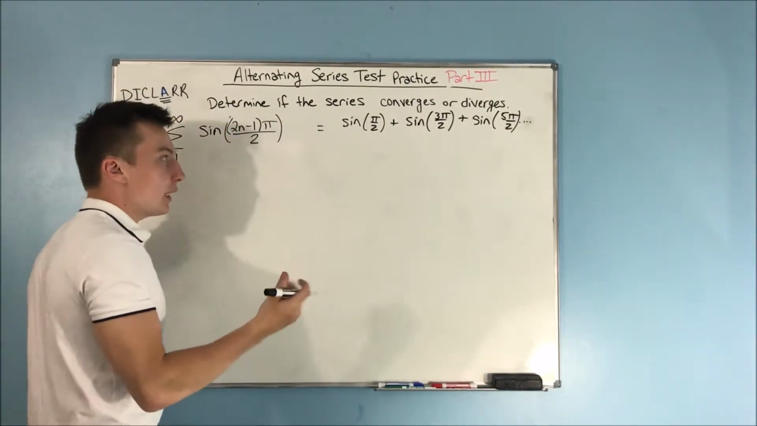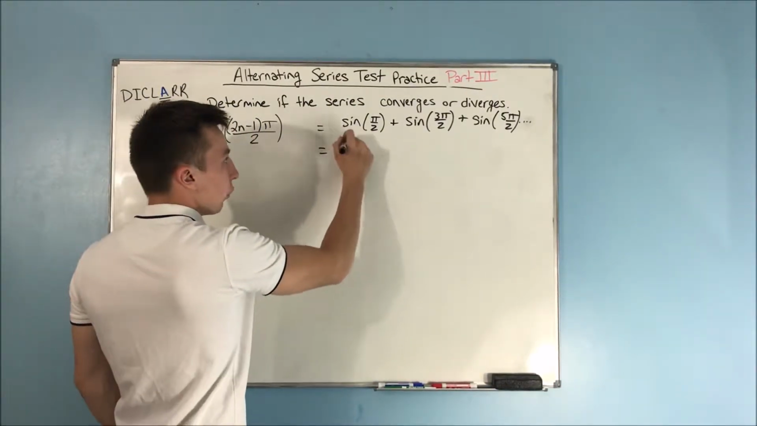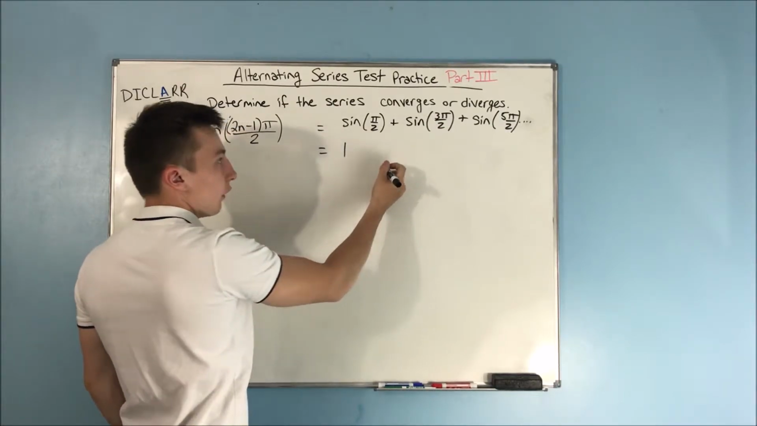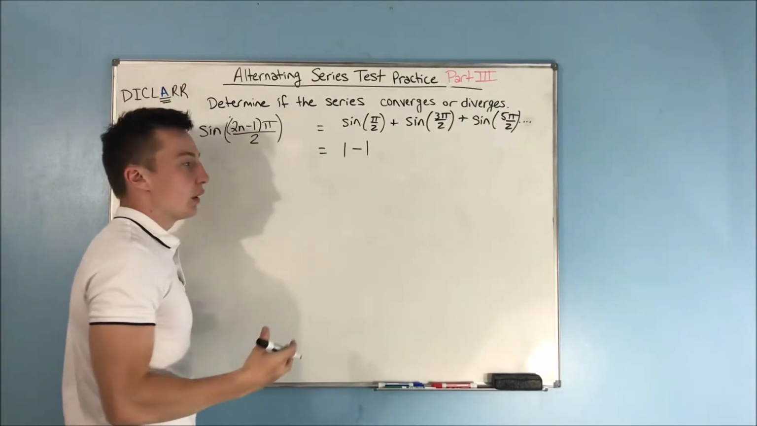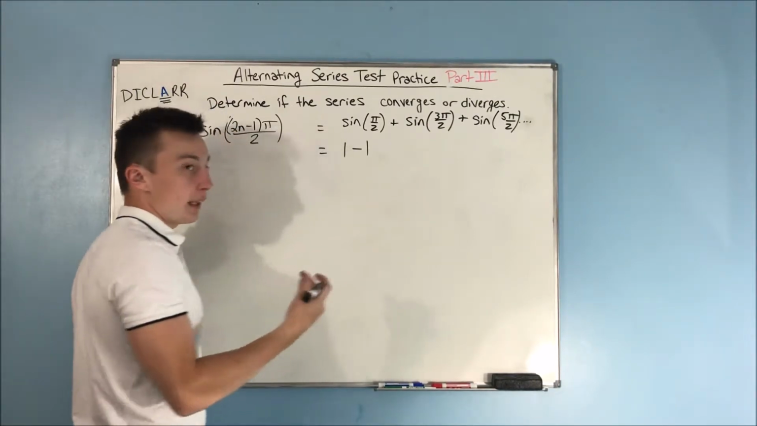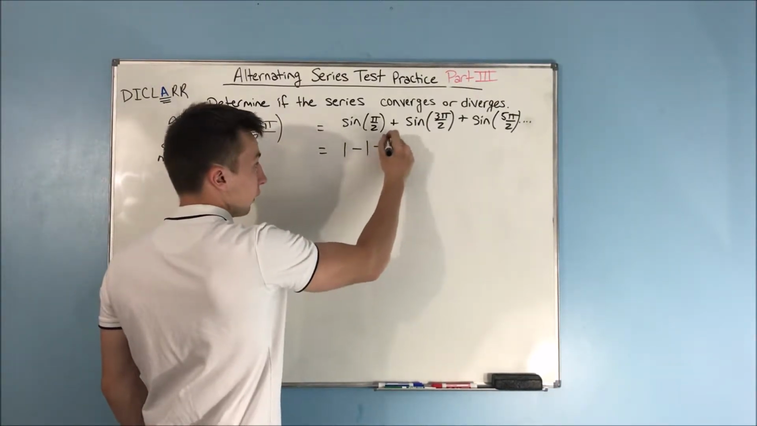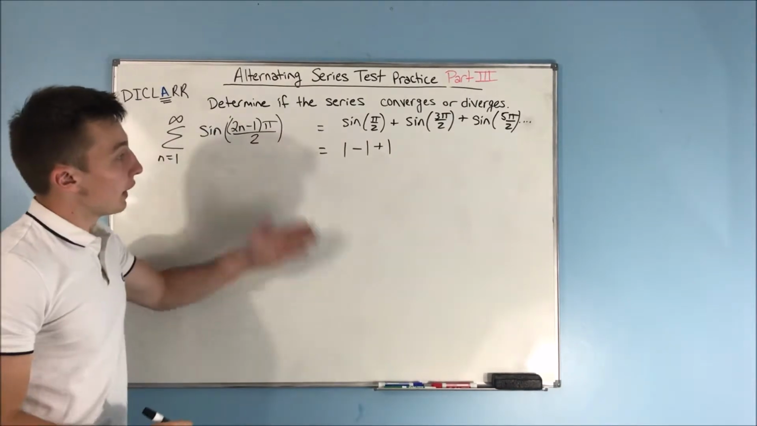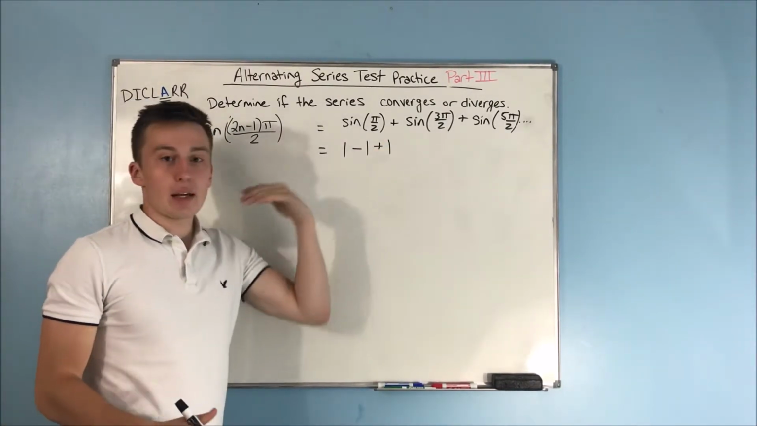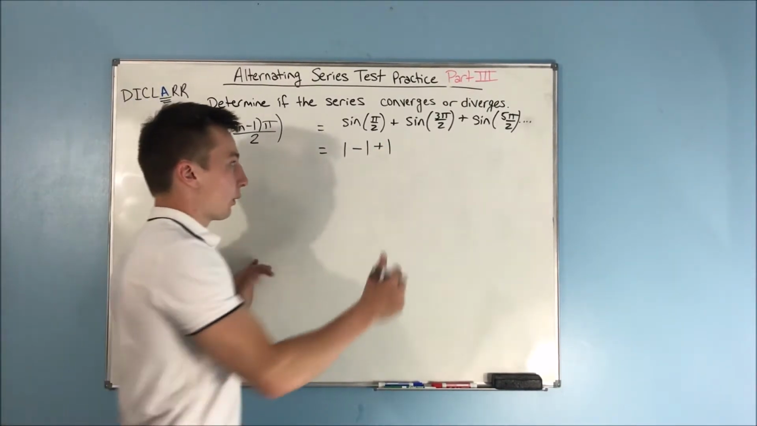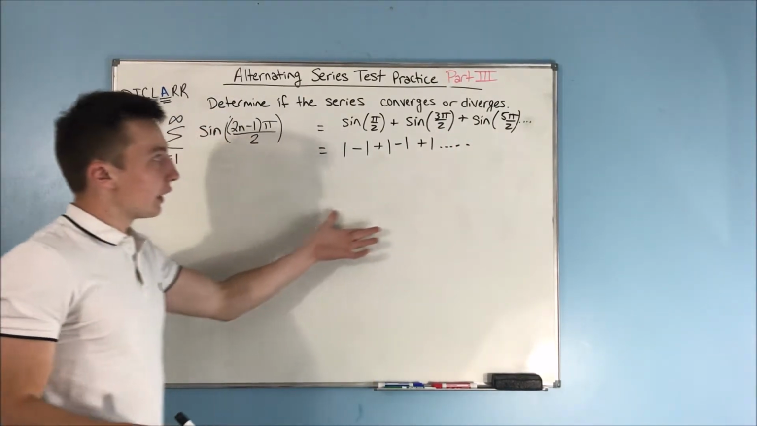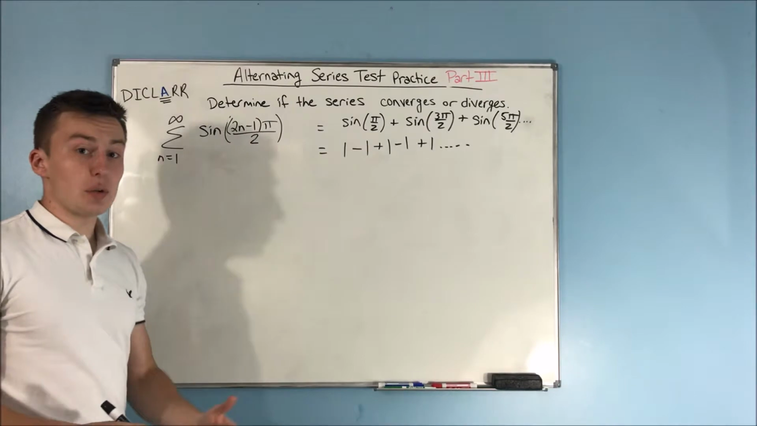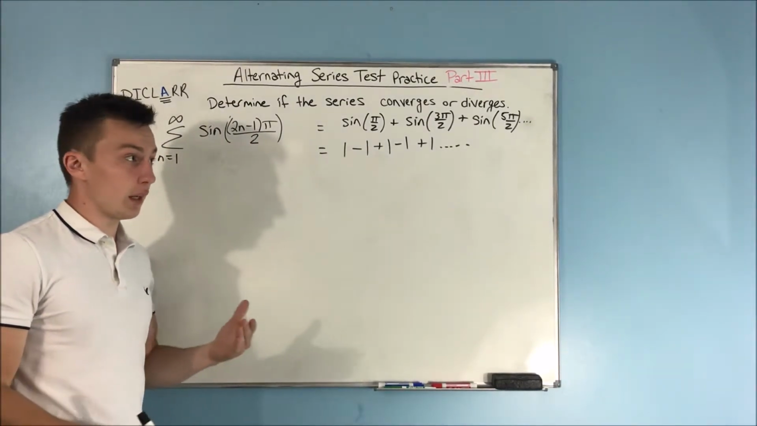What you're seeing here is this first term is 1, sine of 3 pi over 2 is negative 1, and sine of 5 pi over 2, same thing as sine of pi over 2, is plus 1. So it's going to be 1, minus 1, plus 1, minus 1, plus 1, and it just keeps going. This is an alternating series, but you don't need to use the alternating series test for this.